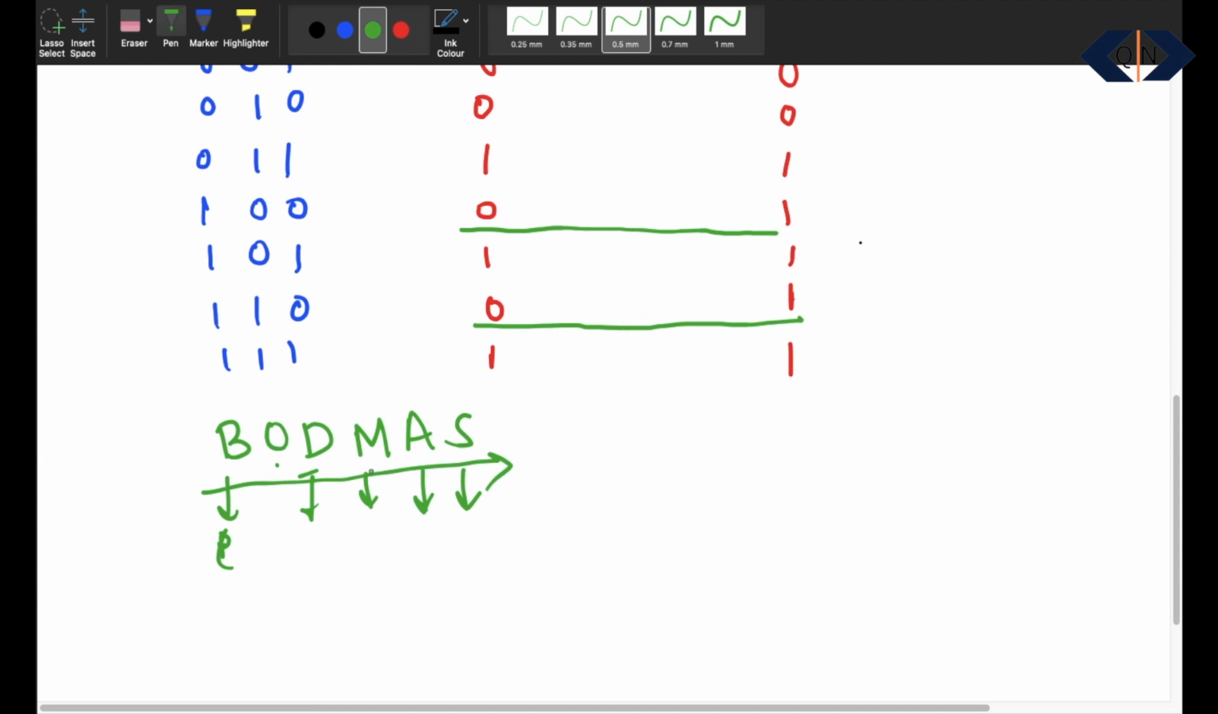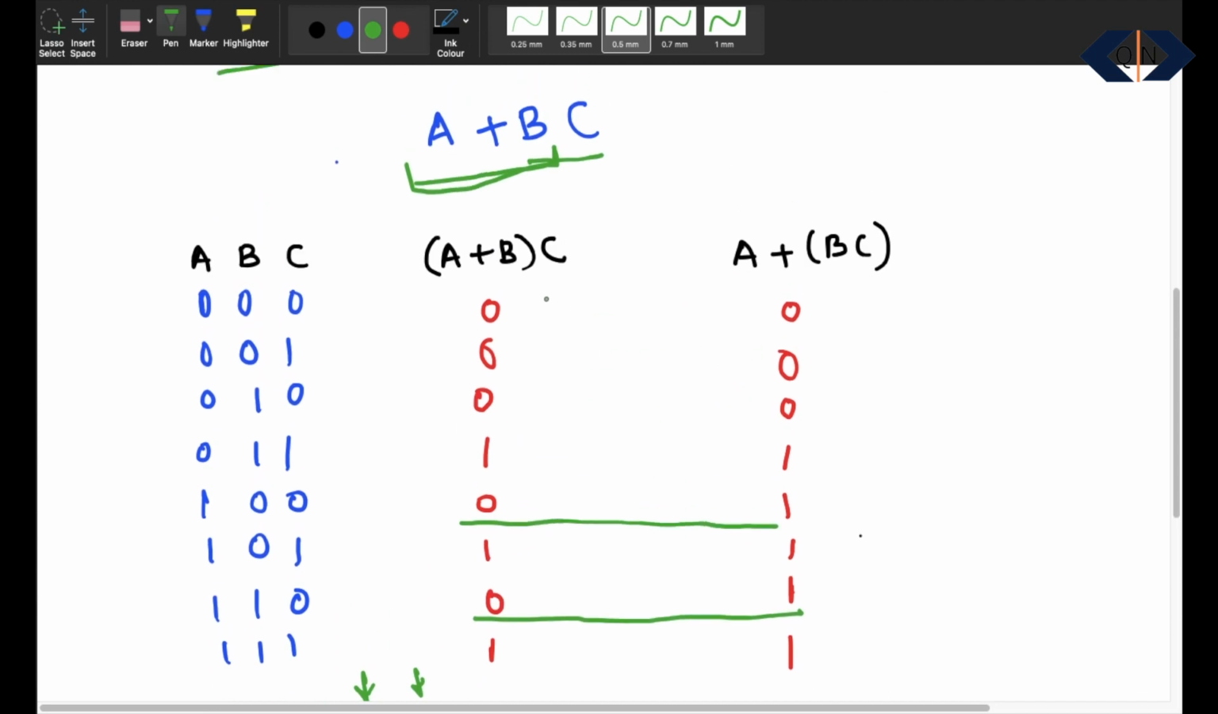So what does this logic say? This logic is saying that we have to perform multiplication first, then addition. So what is the right way to do it? We have to perform the multiplication first, followed by the addition. So this is our general order of calculation.